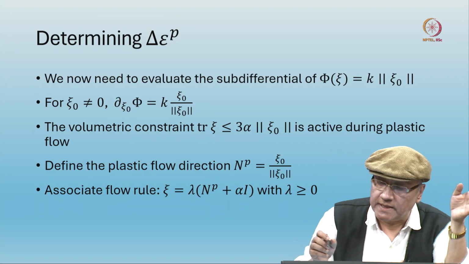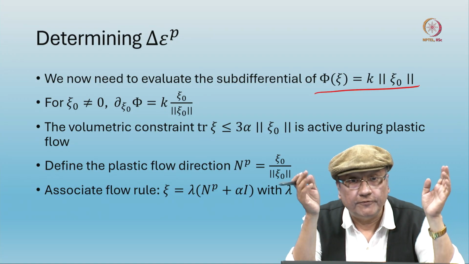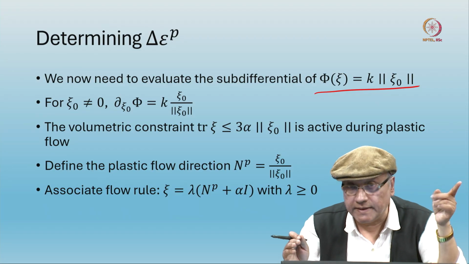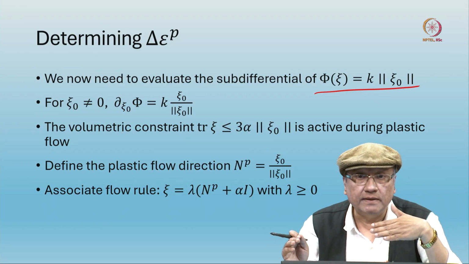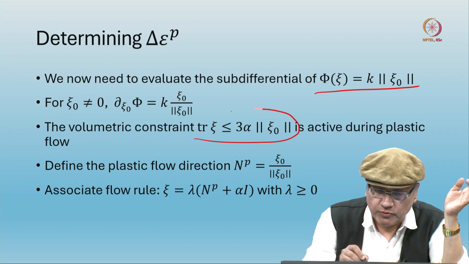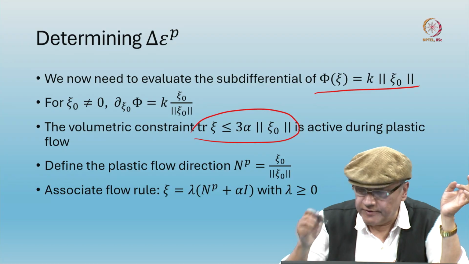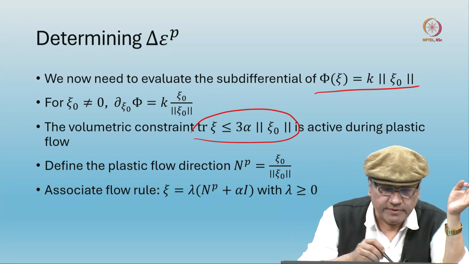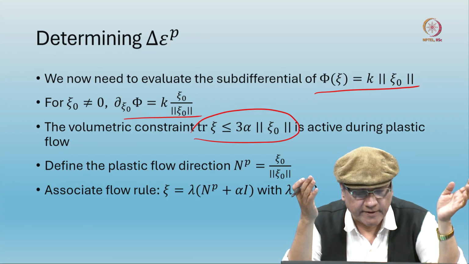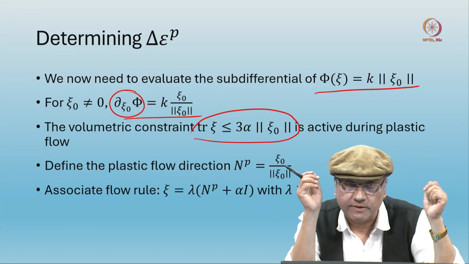Now, observe that. So, let us proceed forward. We now need to do the subdifferential, basically the gradient, for the other part also, phi of xi. Now, phi of xi is of the typical form k times norm of xi 0, recall that, subject to the constraint that we will come to. The constraint is a very important constraint, the volumetric constraint. But first let us do this, which is very simple. If xi 0 is not equal to 0, then you have k times xi 0 divided by norm of xi 0, giving you the differentiation of phi with respect to xi 0.